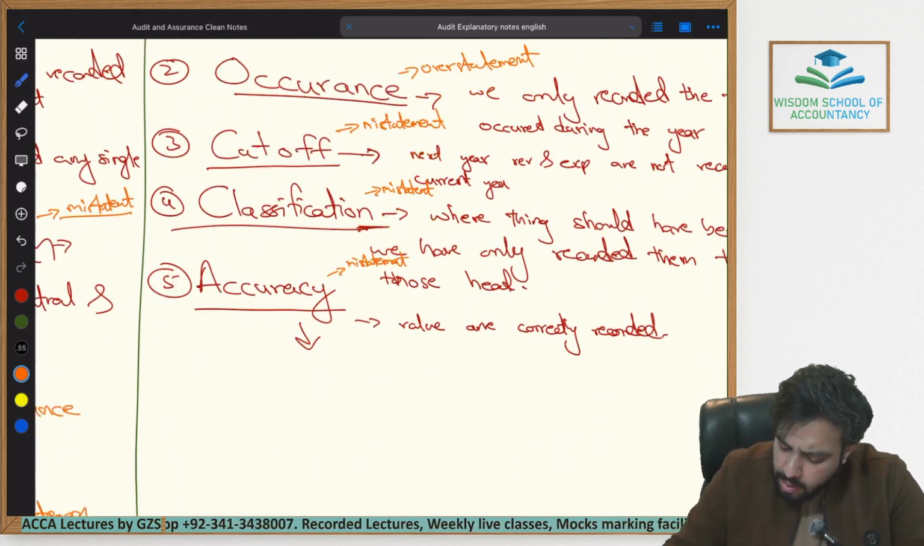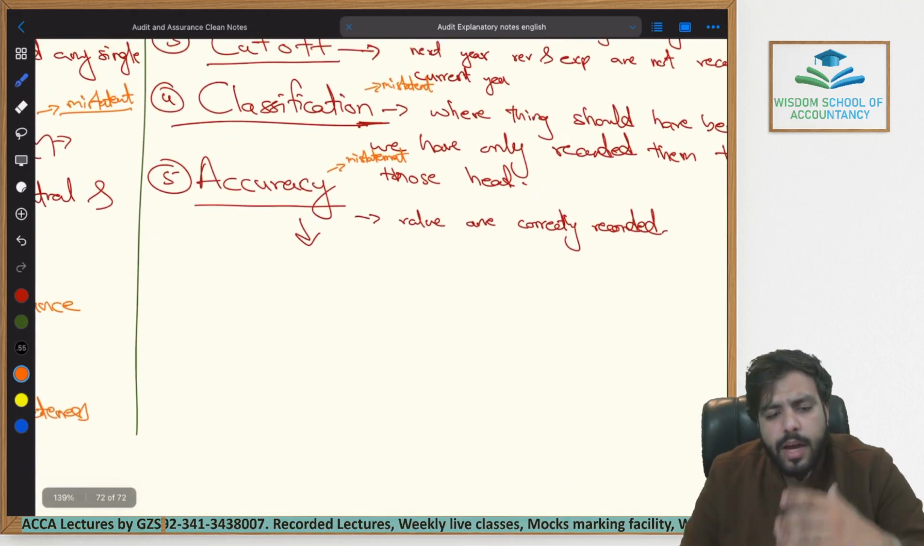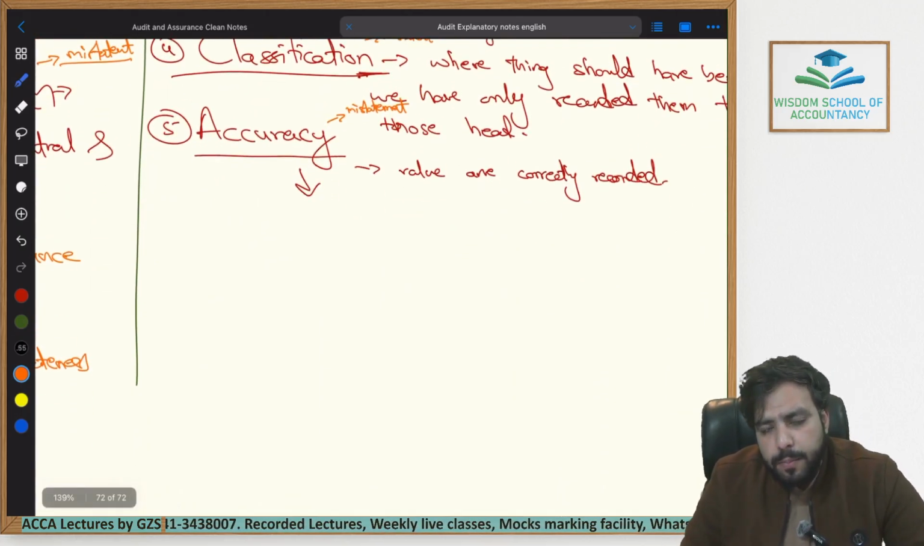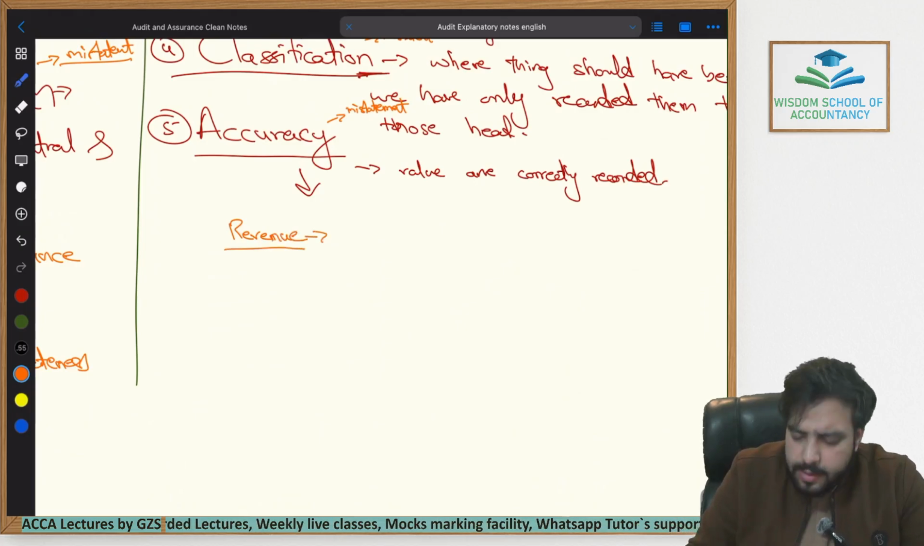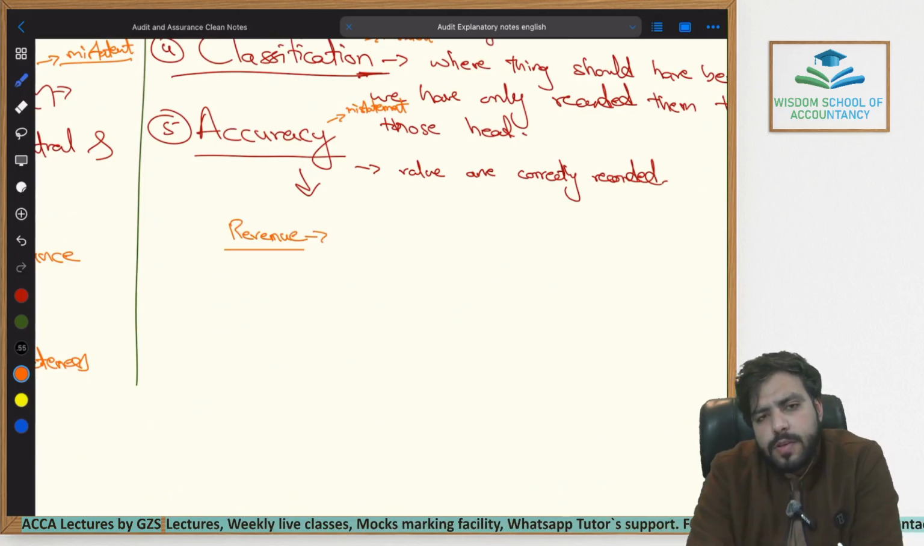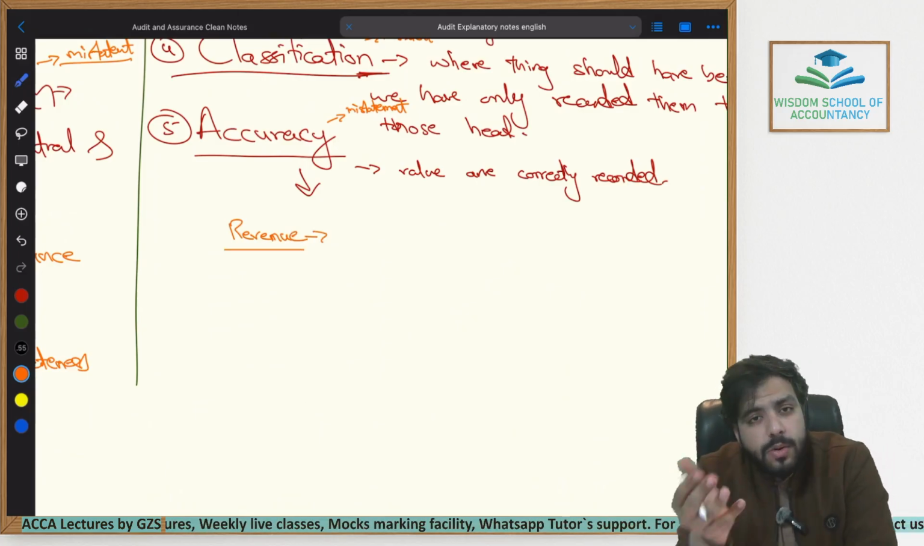Now, coming back towards our exercise. What are the main things within the statement of profit and loss? The first thing is revenue. What would management like to do with revenue? Would they like to overstate it or understate it?